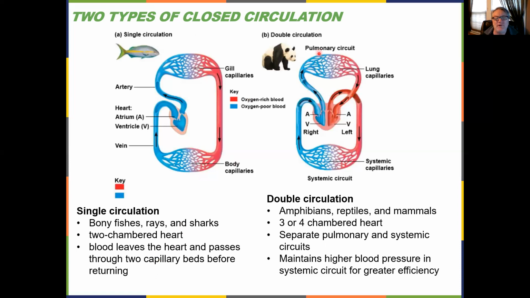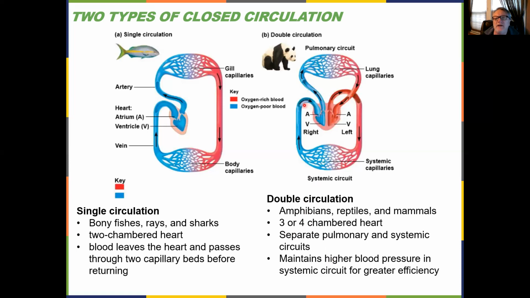So the double circulation is present in amphibians, reptiles, and mammals. And here we have the blood entering the heart, so there will be an atrium, and we will always have two atria in a double circulation. We may or may not have two ventricles. So there are both 3 and 4 chambered hearts, but there's always going to be two atria and either 1 or 2 ventricles, depending on the species.